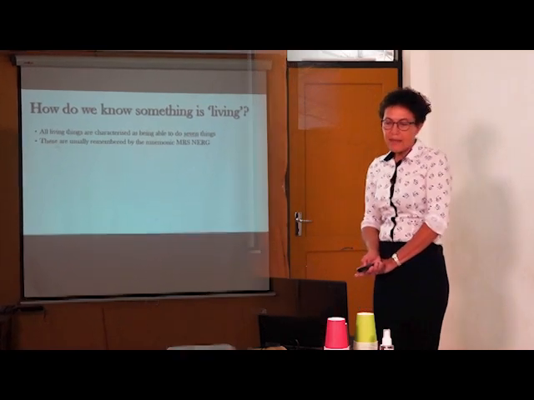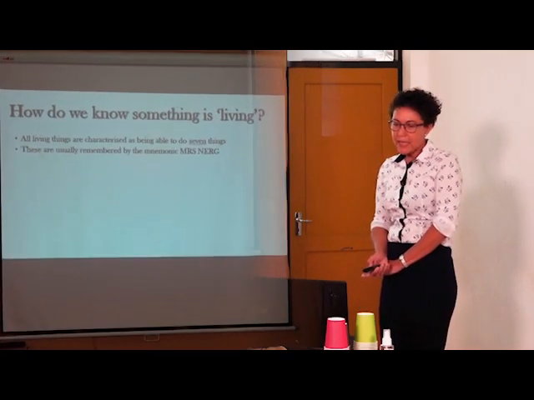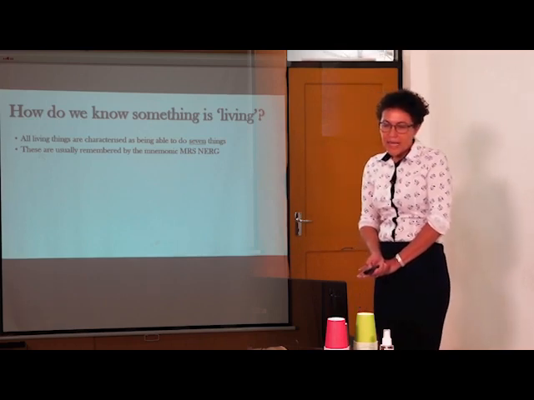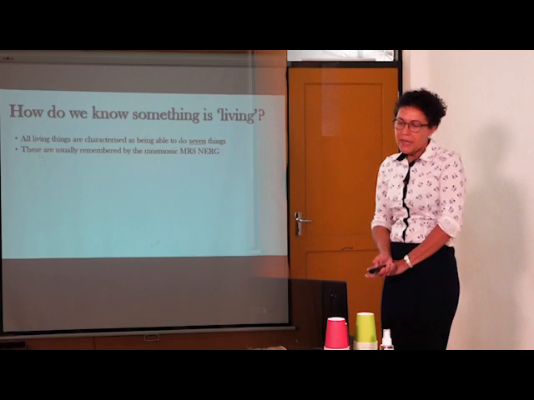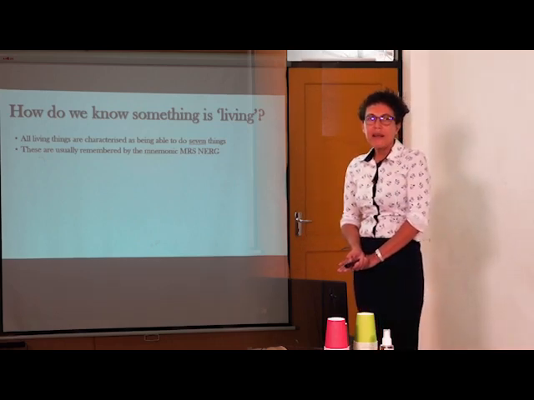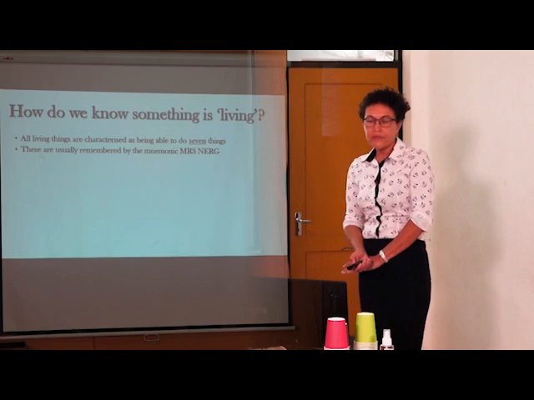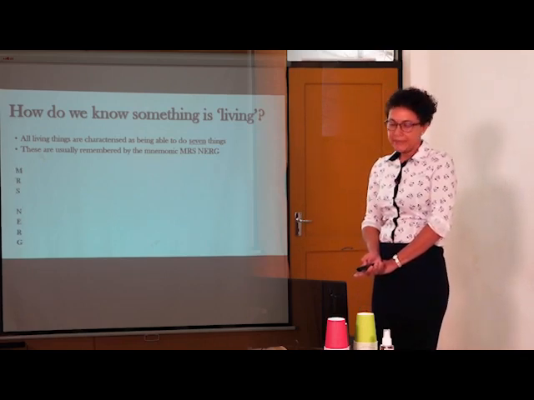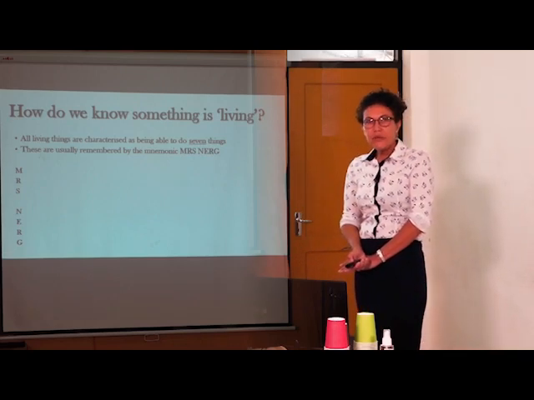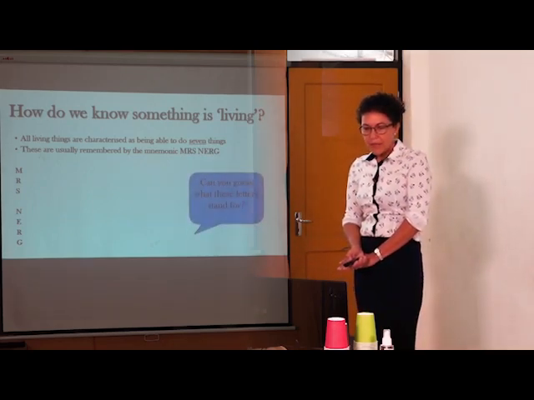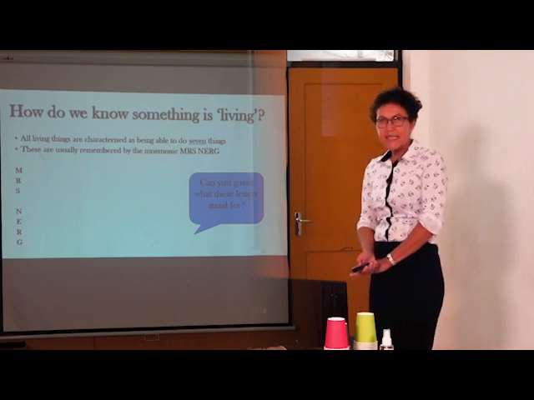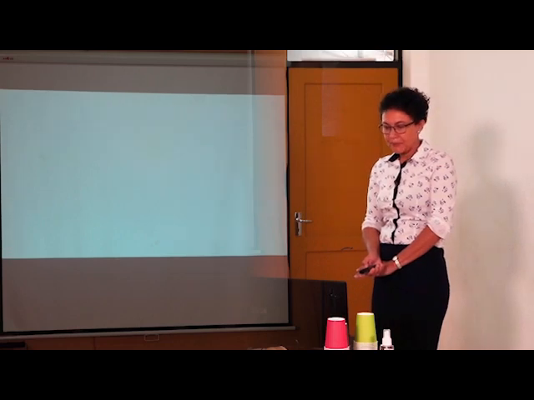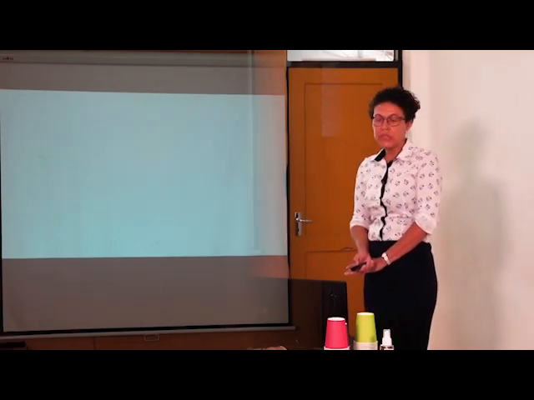All living things are characterized as being able to do 7 things. These are usually remembered by the mnemonic Mrs. Nerg, and you will like this one. Mrs. Nerg. Anything coming to your mind? Now, can you guess what these letters stand for? So we'll just keep this aside, and we'll come back to it afterward.